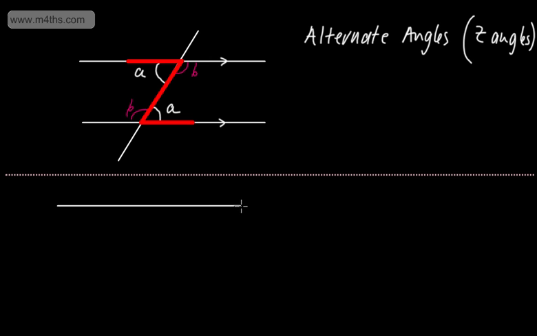Let's go ahead and look at some more angle facts. So again, I'm going to have some parallel lines, and I'm going to draw a transversal. So a transversal just crosses like so.